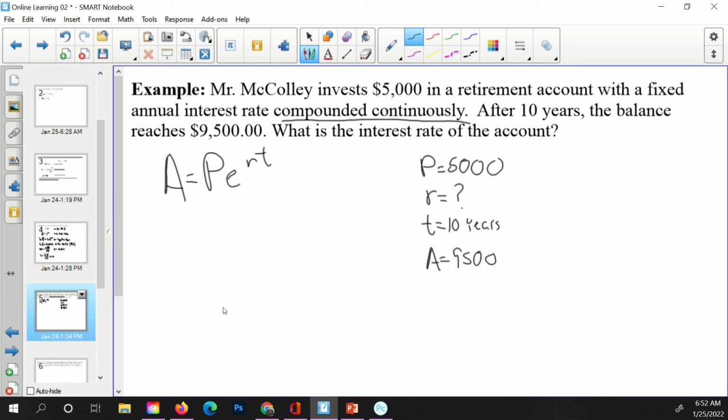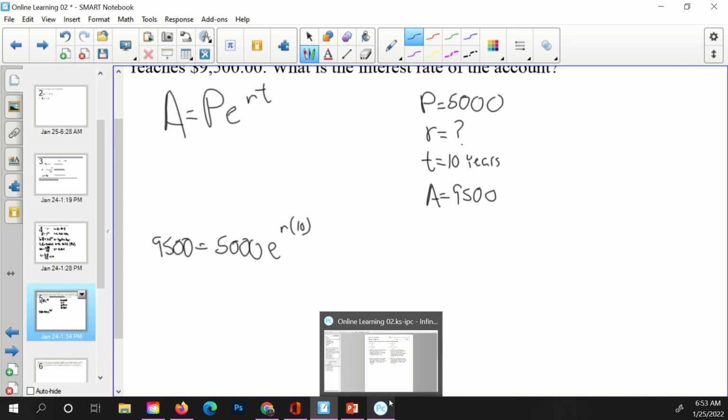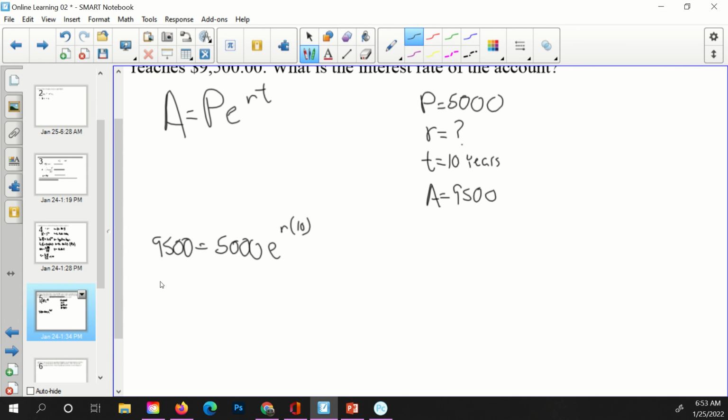All right, so I can just plug in, and we'll have 9,500 equals 5,000 e to the r times 10. So we're solving for r, and since r is an exponent, we're going to need that property of exponents where we take the logarithm of both sides. So first thing we're going to do is divide by 5,000. And so I'll have 9,500 over 5,000 is equal to e to the 10r.